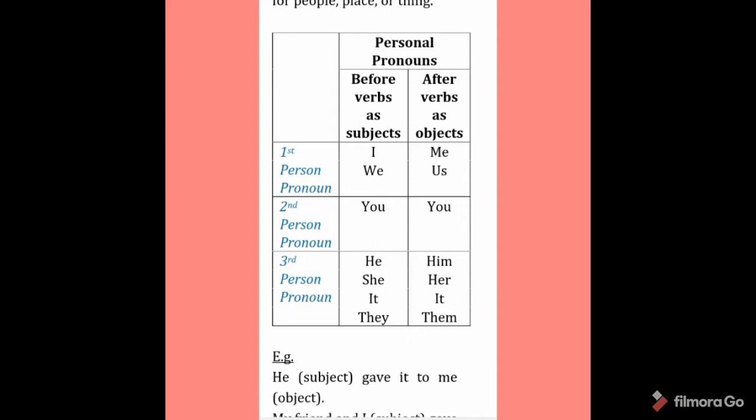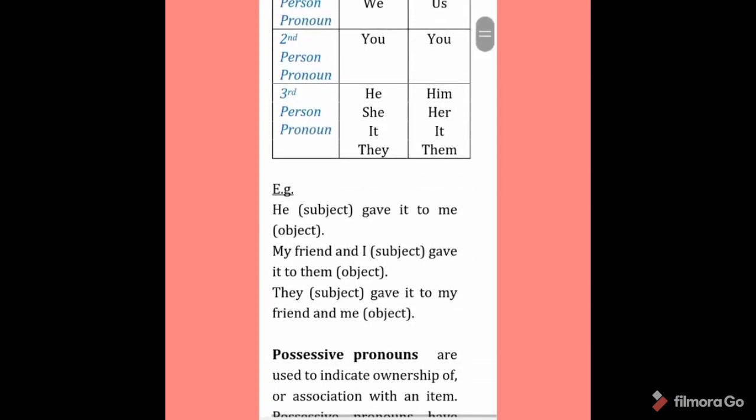Second person pronoun you. You remains the same whether it is used before or after the verb, whether it is used as subject or object. Third person pronoun. Third person pronouns, if used before the verb, are used as he, she, it, they, and if used after the verbs as objects, they are used as him, her, it, them.